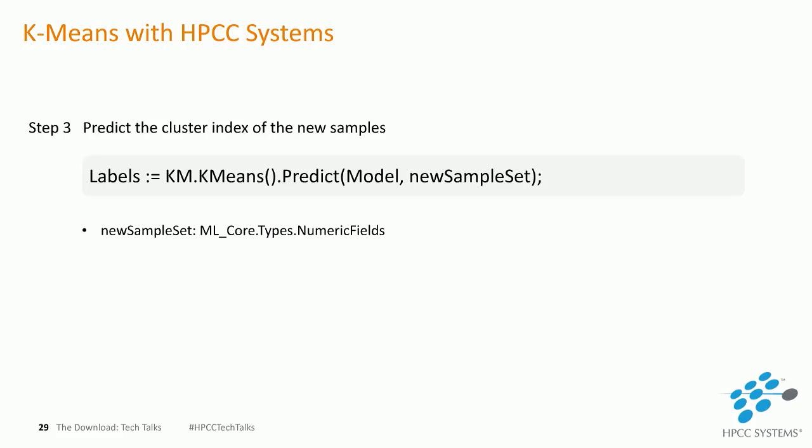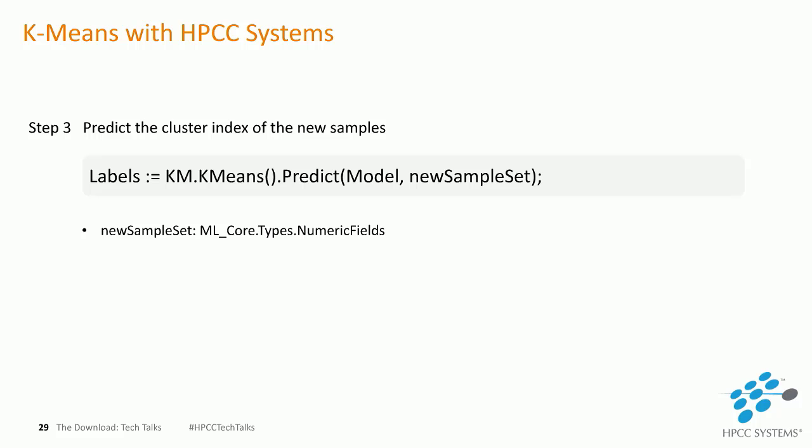The last step is optional, if you want to predict for new samples. For example, you have K-means in your hand, you have the model already trained, and now you want to see what the other samples in the same data are going to belong to. Then you use the predict function here, input the model you have and the new sample set you have. Here, same thing, the new sample has to be in the numerical field format. And then the result is going to tell you all the group labels for each new sample.